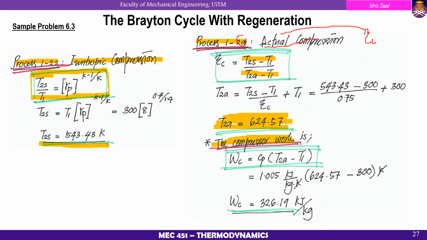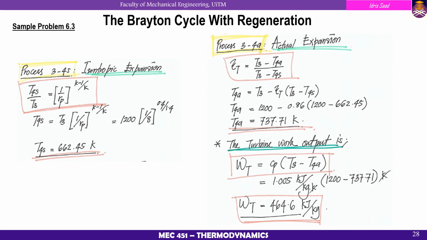From this, we can calculate the compressor work. The equation is WC is equal to CP times T2A minus T1. Please do remember, this is actual compression, so we need T2A. We cannot use T2S, because T2S is isentropic. So we calculate for the actual minus T1. Put in the required information, then we can determine that the compressor work is equal to 326.19. This is how we calculate the compressor work.